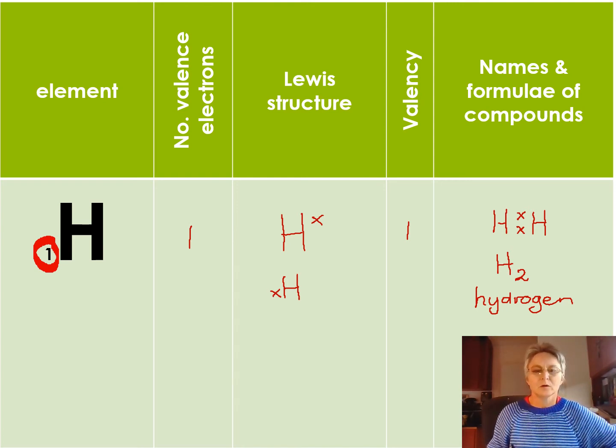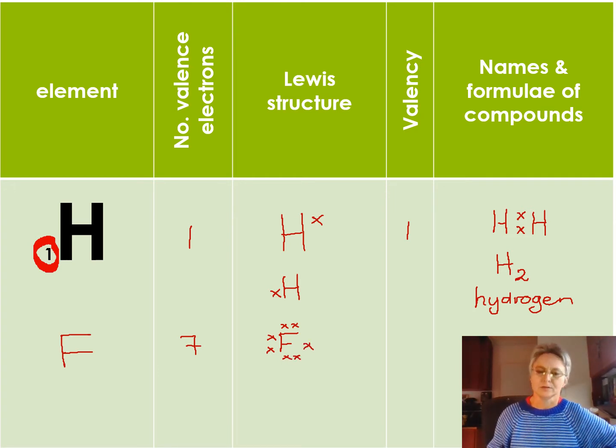Next, I want to use fluorine as an example. Fluorine has 7 valence electrons. It is in group 17. So when we draw the Lewis structure for fluorine, we have 7 electron crosses around it. Its valency, the number of bonds it forms, is 1.